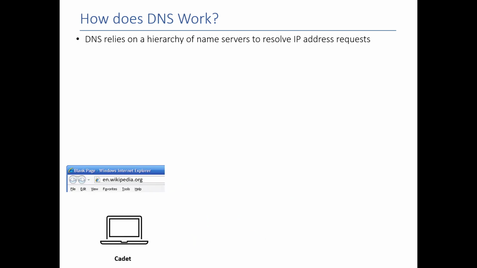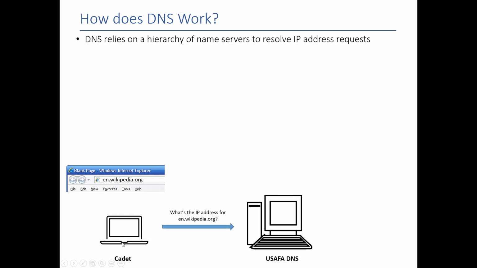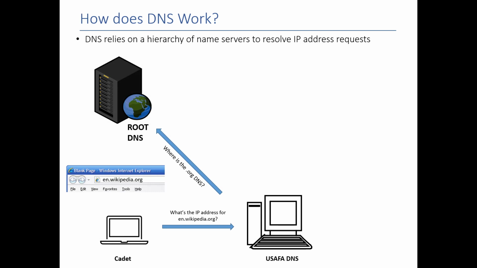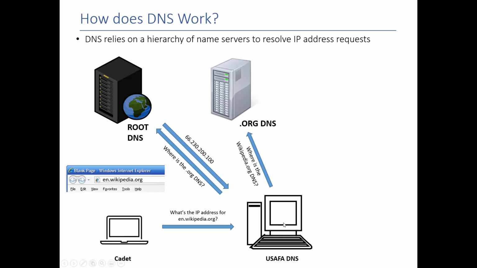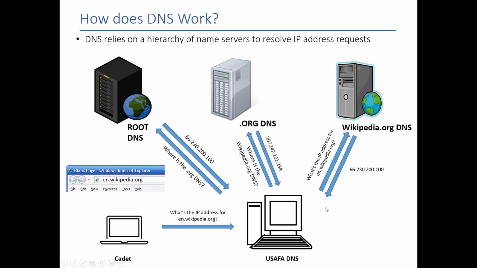So if you wanted to convert, for example, wikipedia.org into an IP address, the way that you would do it is your computer sends a request to the USAFA DNS server, and if the USAFA DNS server has that information, it'll send it back, but oftentimes it doesn't. So then it will go and ask what we call the root DNS. And the root DNS knows where, for example, the .org DNS server is, and it will return that IP address, and then USAFA can ask the .org DNS, where's wikipedia.org? It'll get back the IP address of the wikipedia.org DNS. That will get the IP address that we can eventually send back to the laptop.